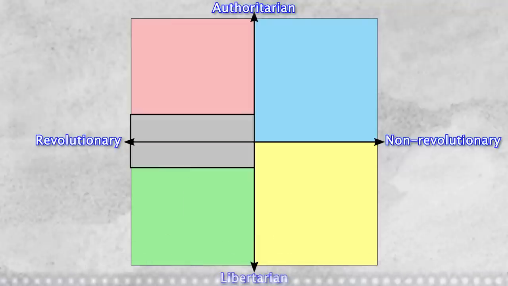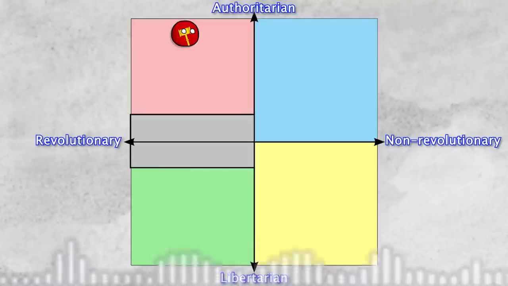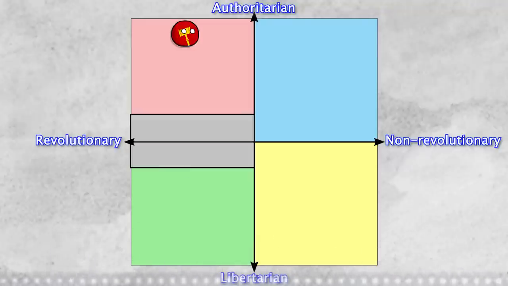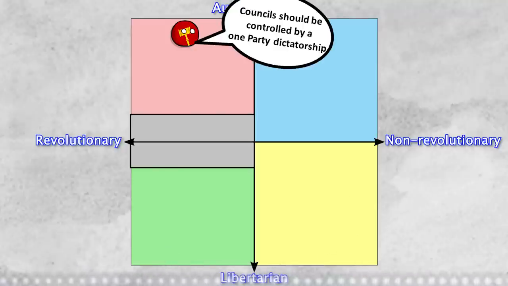Revolutionary state socialists, so socialists in the upper left quadrant, think these councils should be controlled by the Communist Party, that the party or the central committee of the party should be the entity that holds all the power, and the councils should be organizations under the party's control.